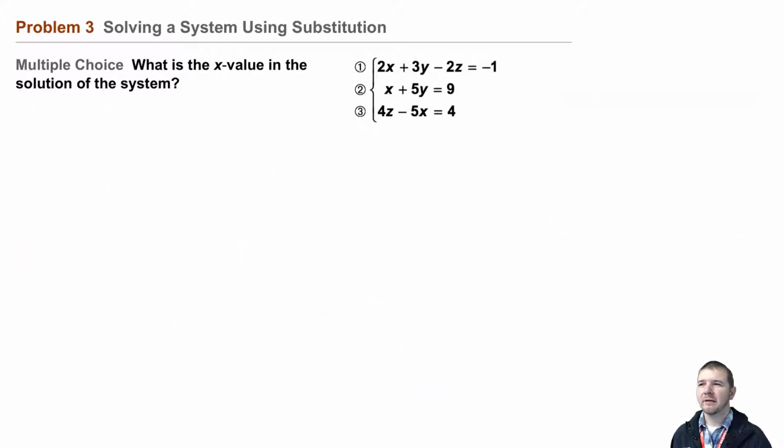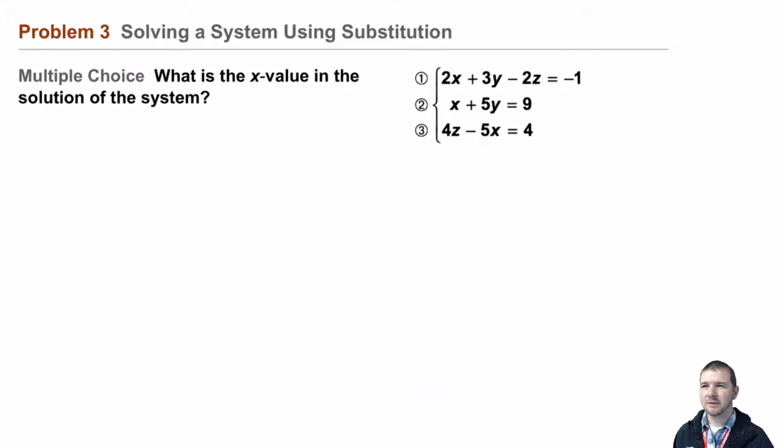Problem 3. Solving a system using substitution. This one's multiple choice. What is the x value in the solution of the system? Our choices are A: 1, B: 4, C: 6, and D: 10.